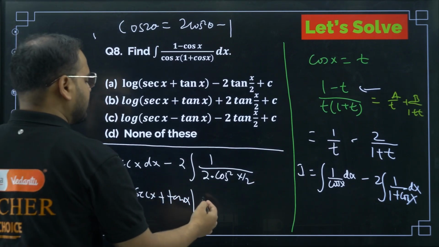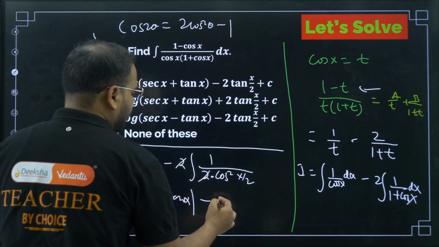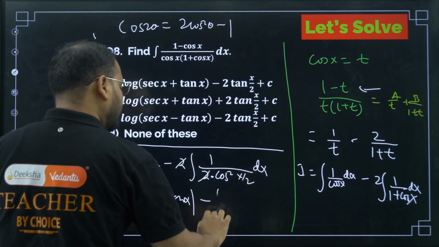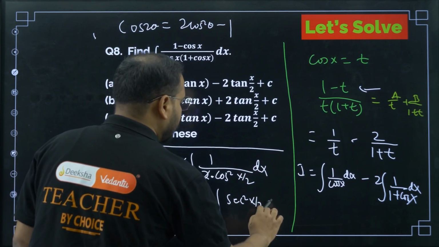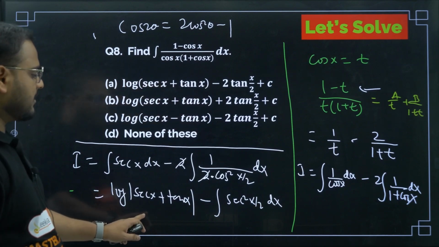What about this? The 2 and 2 will be cancelled, right? So I get integral of sec square x by 2 dx. This integration is done.